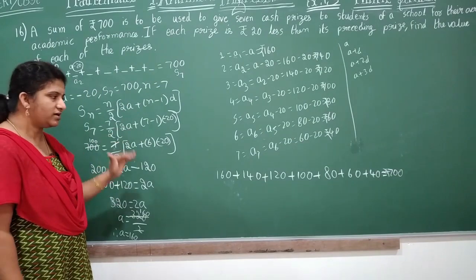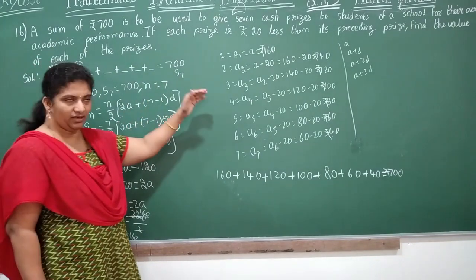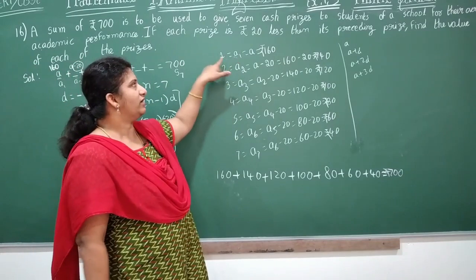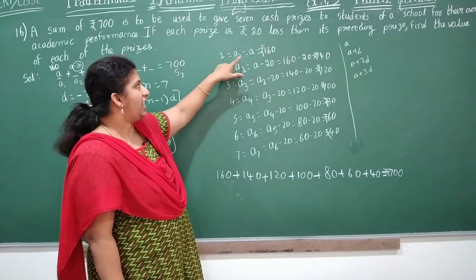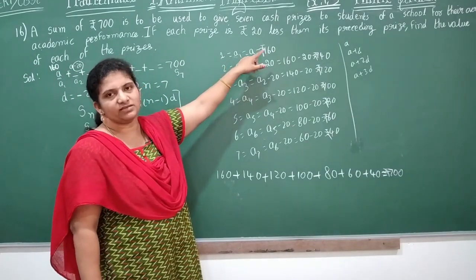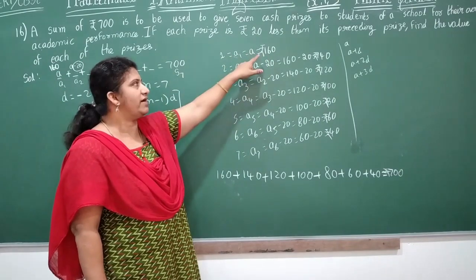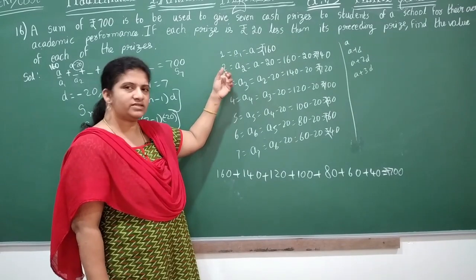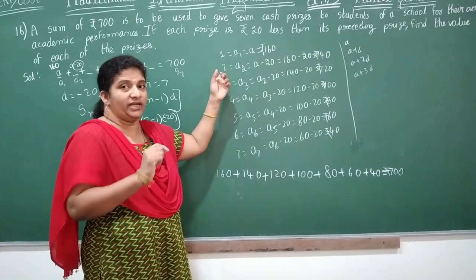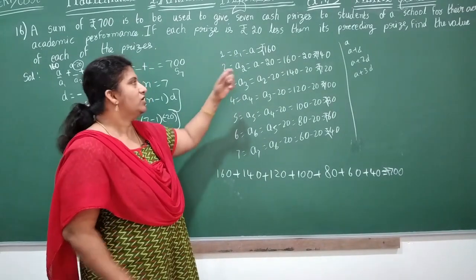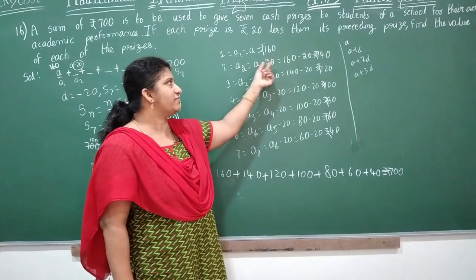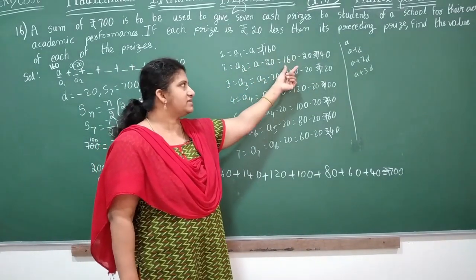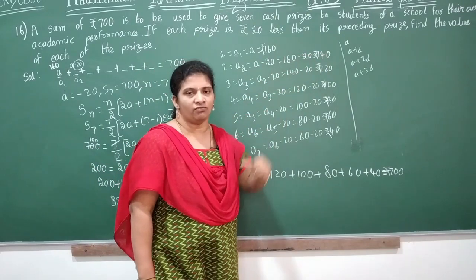Okay, try to understand carefully here, children. And again, how to write that one? First prize. A1 is equal to A is equal to 160 rupees, 160 we got. Then coming to your second prize. What is the difference for the second prize? 20 rupees is reduced, right? So what do I do here? First prize minus 20. 160 minus 20 will be 140.